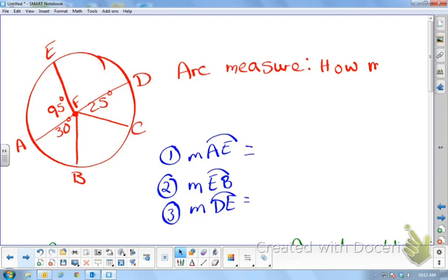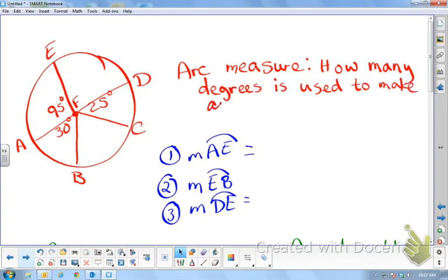Arc measure, how many degrees is used to make an arc? And it's just given by that central angle that's inside that goes with the arc on the outside.